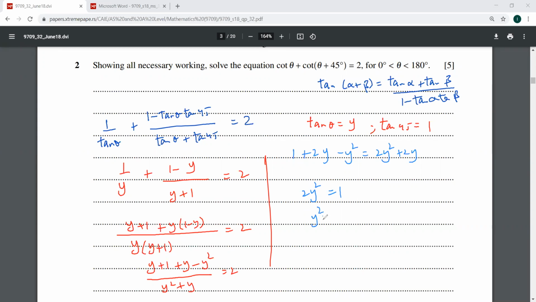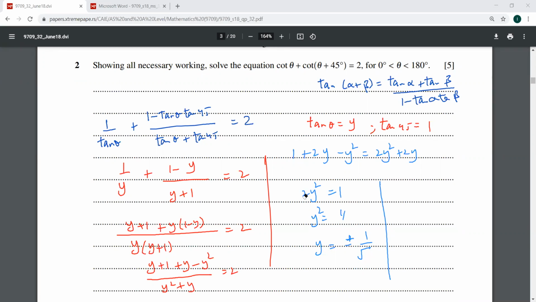So your y square is half. Your y is plus minus 1 over under root 2. Don't use your calculators at this level, okay? So there's a mistake here. This has to be 3y square. This is 1 over 3. This is going to be one of those typical values, Hannah. 1 over under root 3.